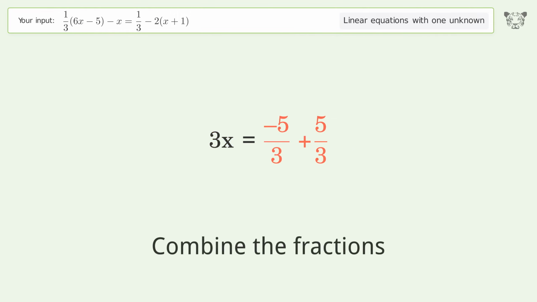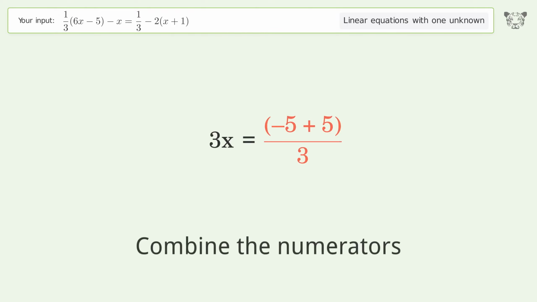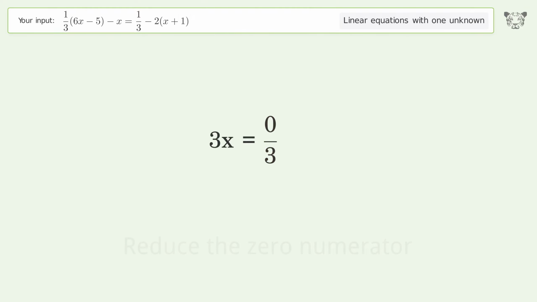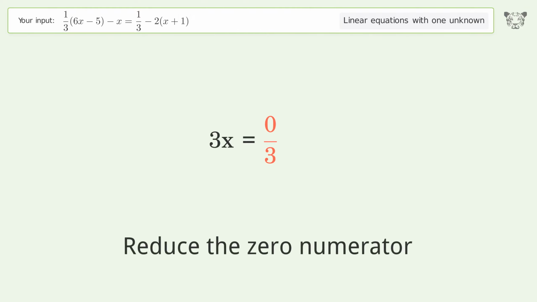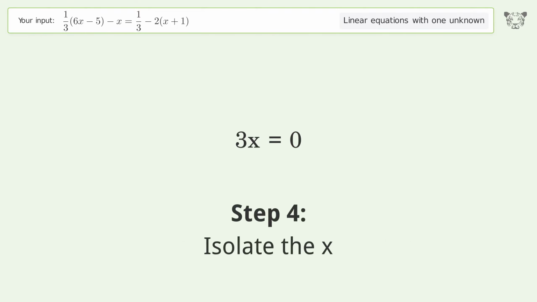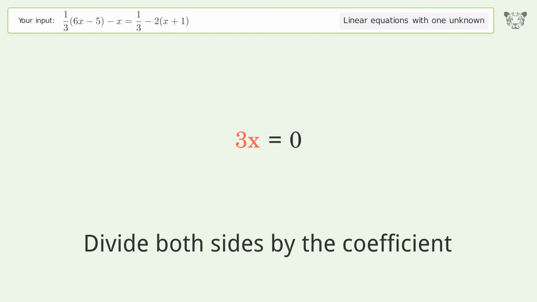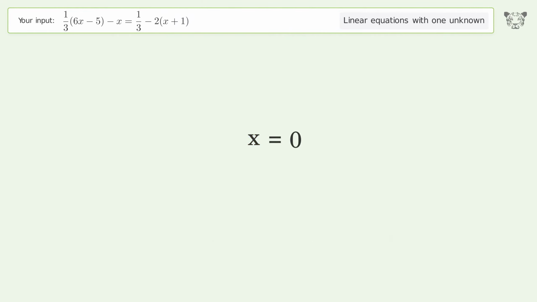Combine the fractions. Combine the numerators. Reduce the zero numerator. Isolate the x. Divide both sides by the coefficient. And so the final result is x equals 0.